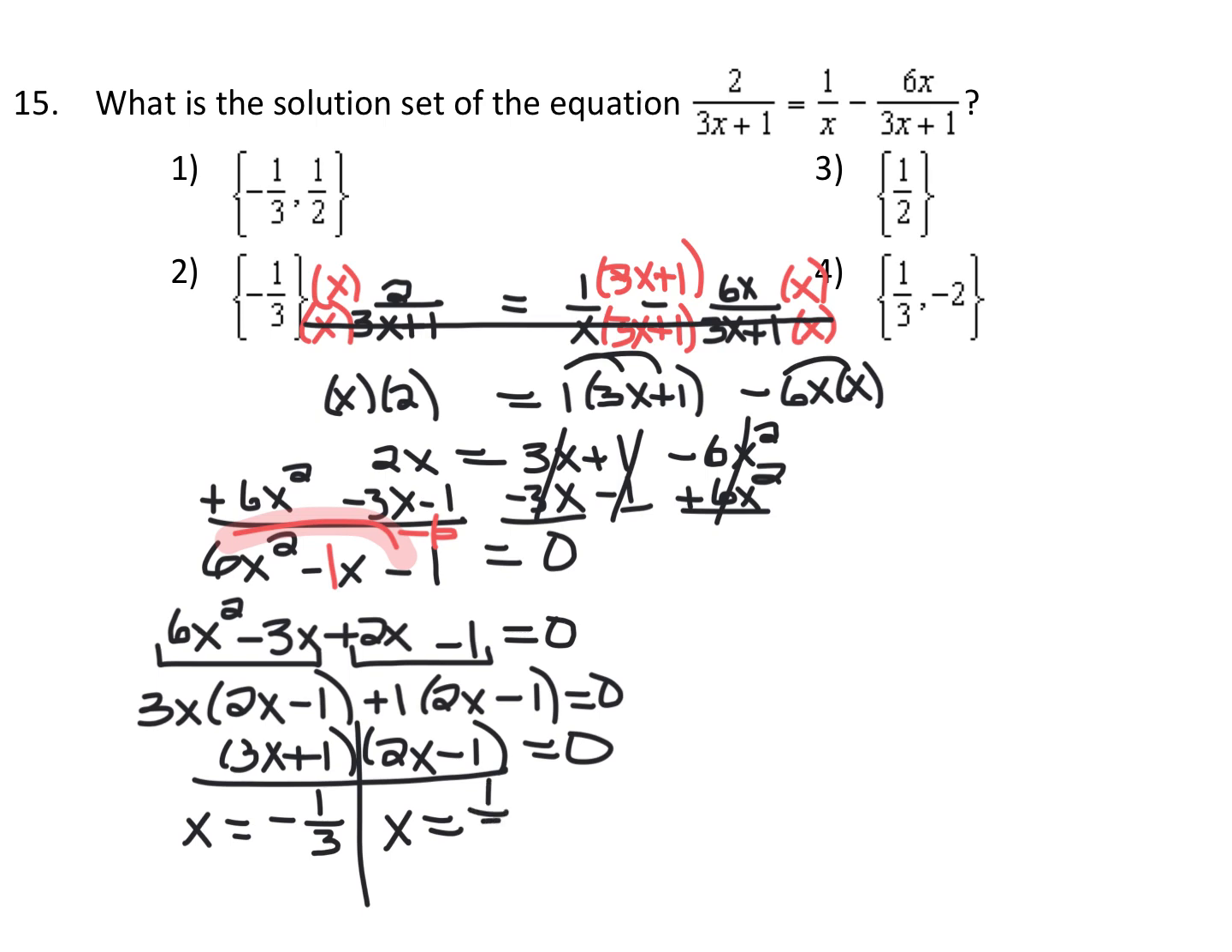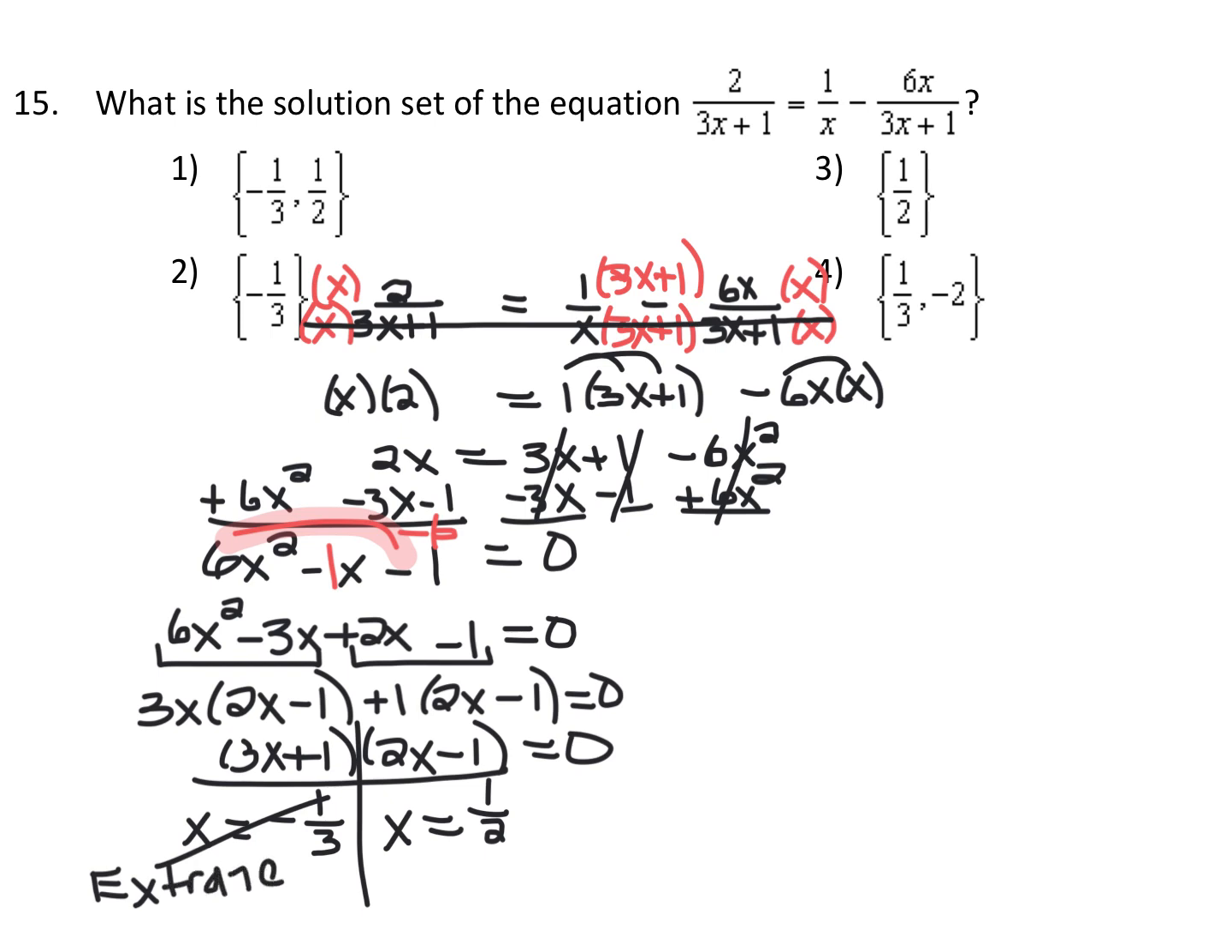Now with these, it's really important to check for extraneous roots, because sometimes your answers will check and sometimes they won't. Okay, so let's start with -1/3. If we take -1/3 and plug it in for x into the denominator, well, 3 times -1/3 is -1. And -1 plus 1 is 0. We cannot have 0 in the denominator of a fraction. So this one I'm going to cross off because it's an extraneous root. I'm just going to write extraneous.